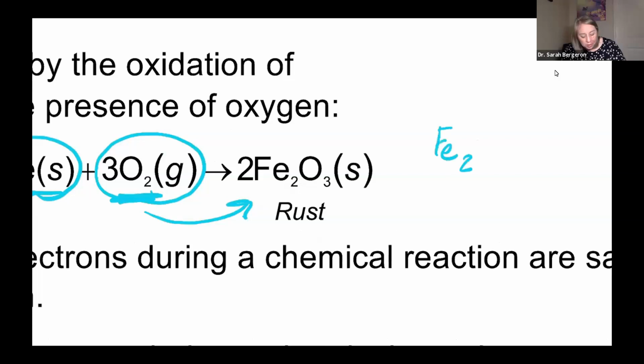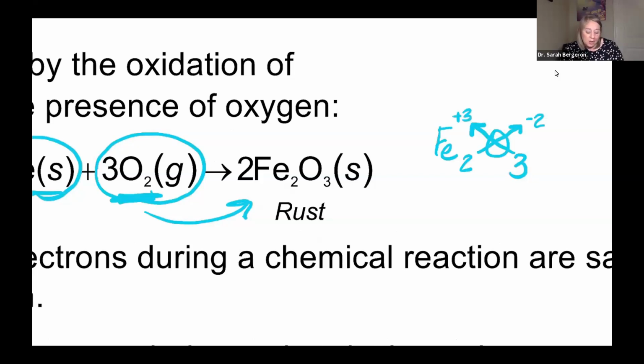But if you know your formula, what you can do is the reverse crossover. The subscript becomes the charge: Fe3+ and O2-. And you just have to double check on the periodic table and look for oxygen. Oxygen's in group 6A, and so it does have a charge of -2.